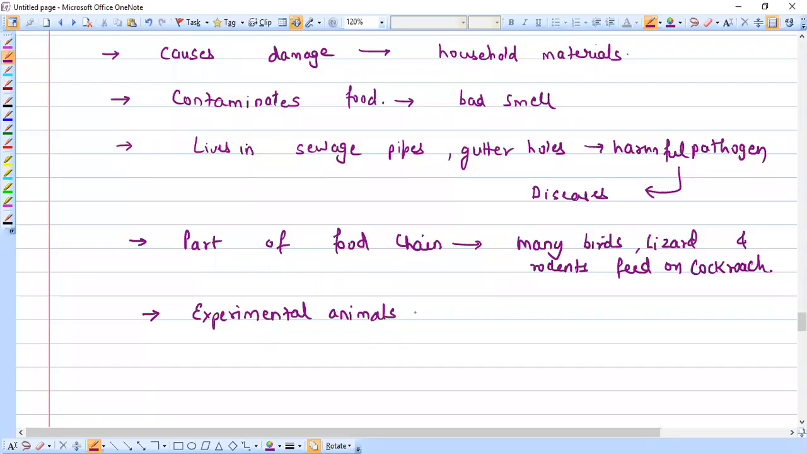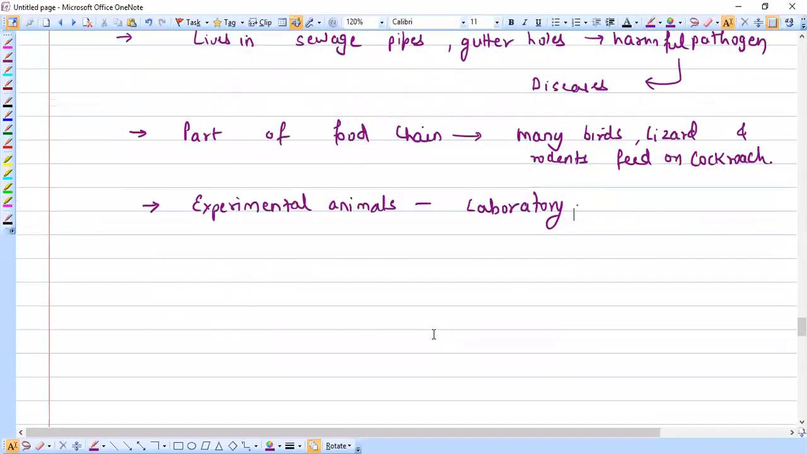It is used in laboratories, it is used for research purposes, and it will not cause any damage because they can be easily obtained. If somebody asks why cockroach is used in laboratory for experimental purposes, the first reason is they can be easily obtained. It will not cause damage to the ecological balance. At a time, it produces many eggs. That's why it is very good.